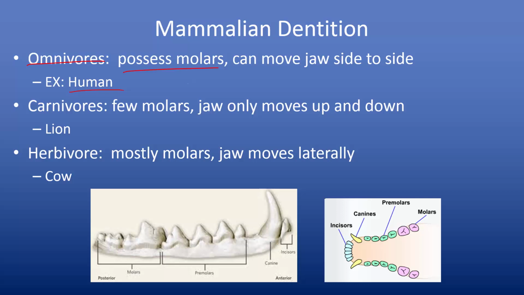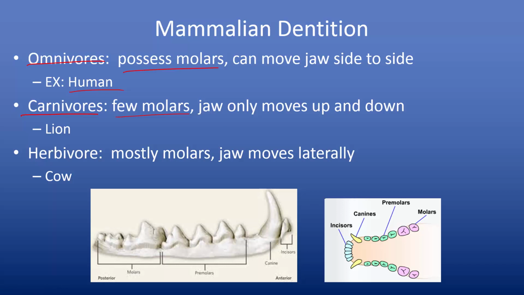And they can move side to side and up and down. So side to side would be for grinding things like plants. Up and down would be for mashing things or tearing things like meat. Carnivores have very few molars, if any, and their jaw only moves up and down. This would be an example of a very elongated canine indicative of a carnivore. I believe this looks mostly like a dog jaw based off the premolars and the molars. But you can see how there's very few molars here. There's only like two, maybe a small third one. But most of these are going to be premolars, a little bit of incisors, but really pronounced canines.